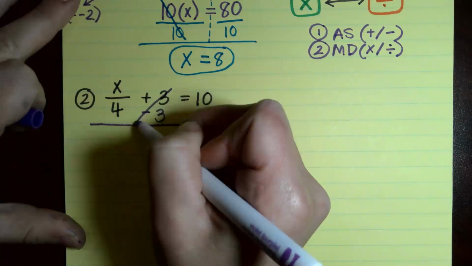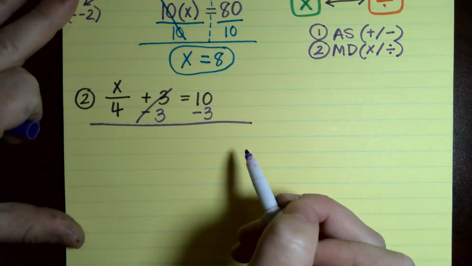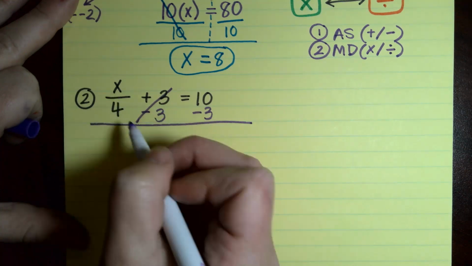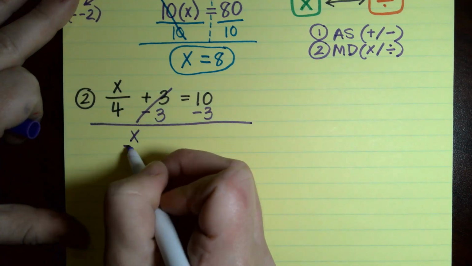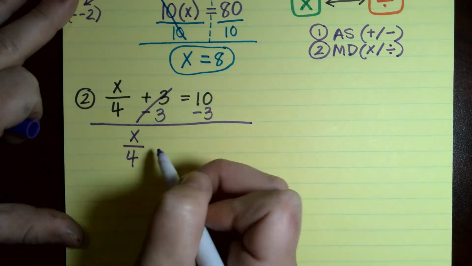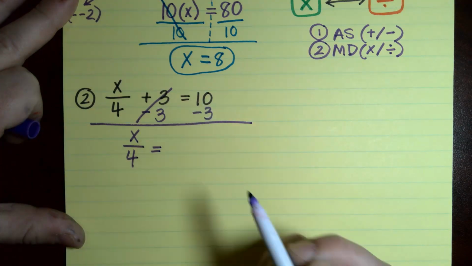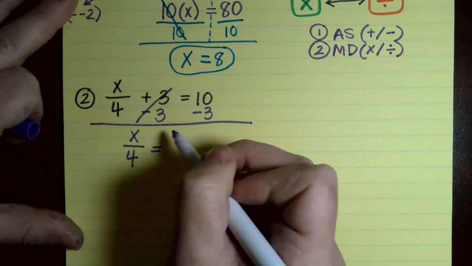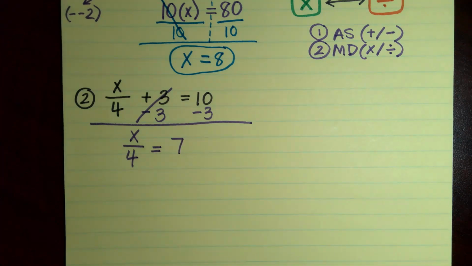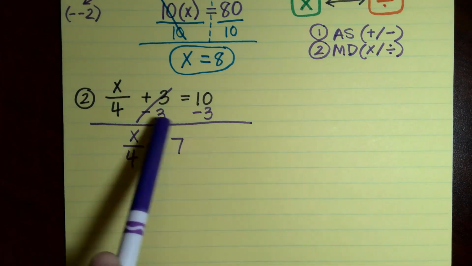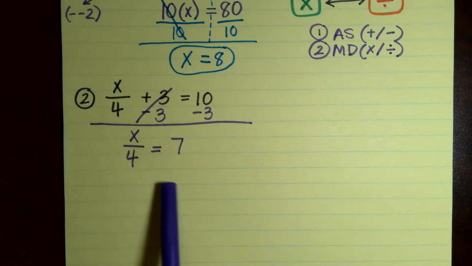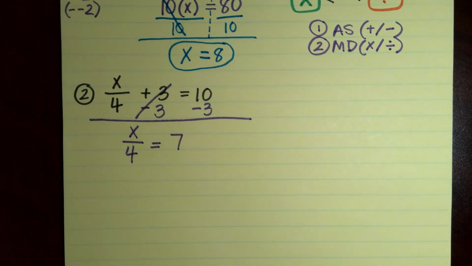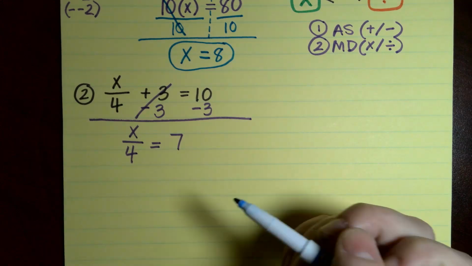They cancel. Now I'm going to bring everything down that I have left. I still have x divided by 4 equals, what's 10 minus 3? 7. Good. Okay, now I have a whole new equation. We've done step 1. We took away 3. Now I'm left with x divided by 4 equals 7.